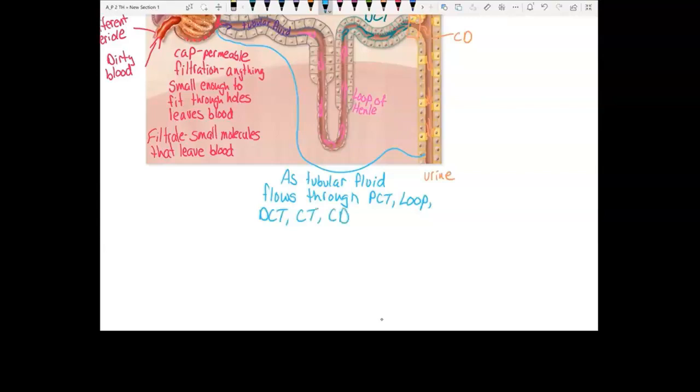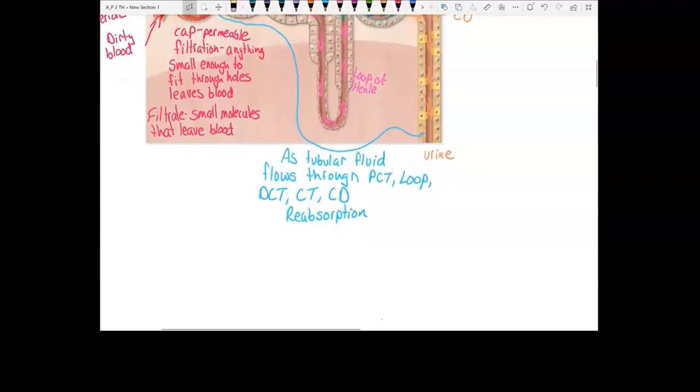you are making adjustments to it. You are doing reabsorption. So some of those small molecules that came out while you were in the glomerulus, you actually want to keep. So you move molecules you want to keep back to the blood.